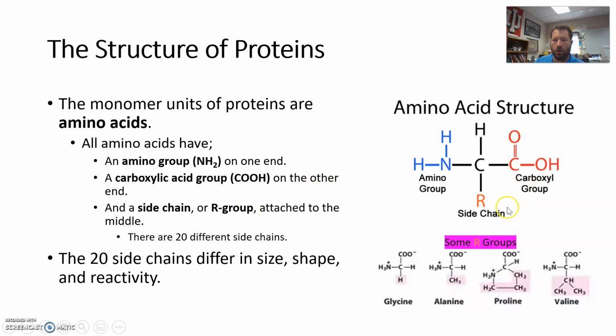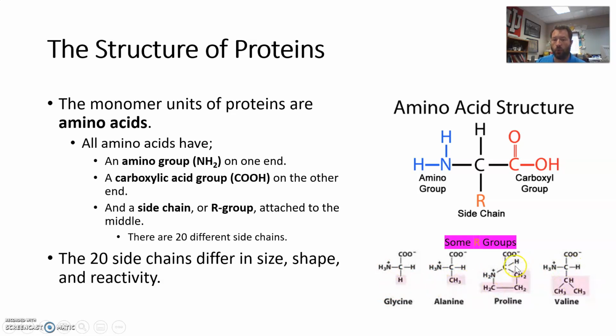And then finally, all amino acids have a side chain, which is symbolized as R here. We use R kind of like a variable in math class. R can be a lot of different types of compounds. There are 20 different side chains, so that means there's 20 different amino acids. They all have an amino group, they all have a carboxyl group. What's different about them is their R group. So again, there's 20 total, but here are 4 of them, just to give you an example.